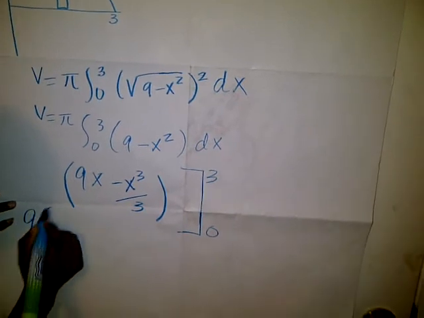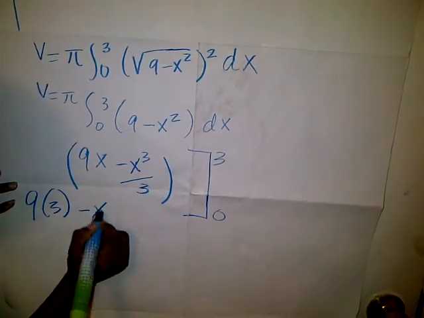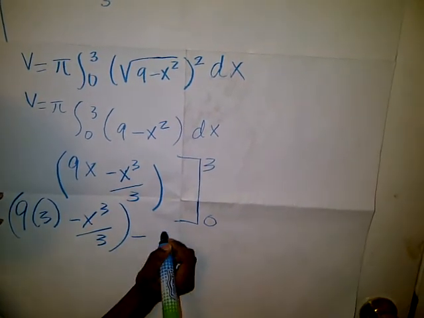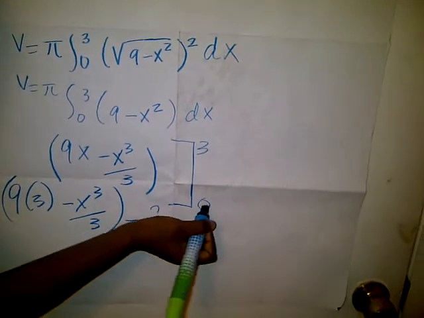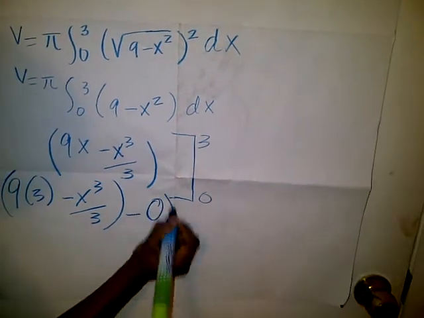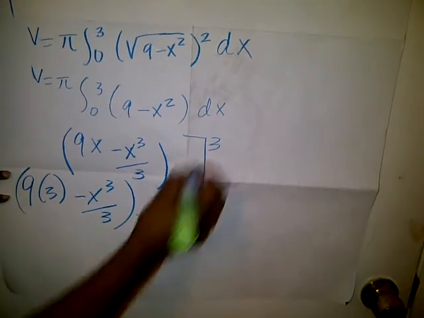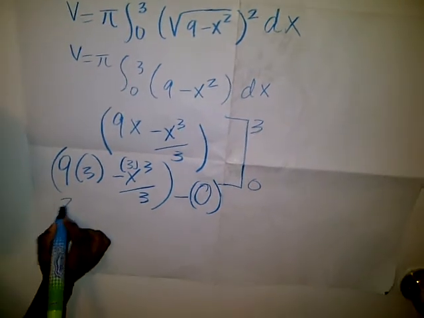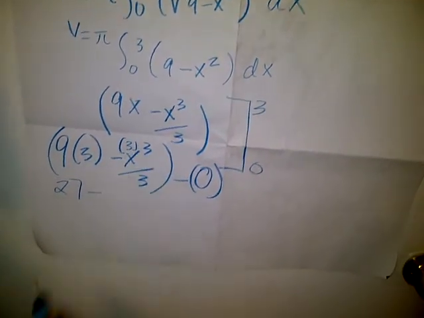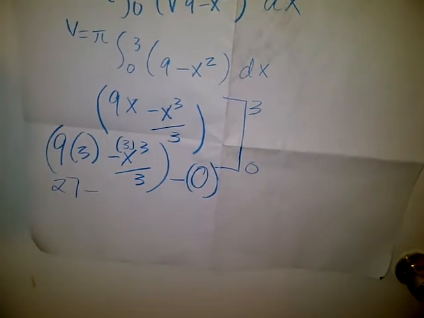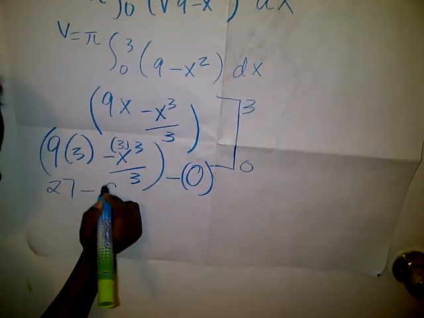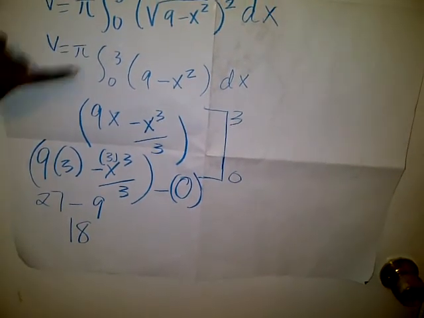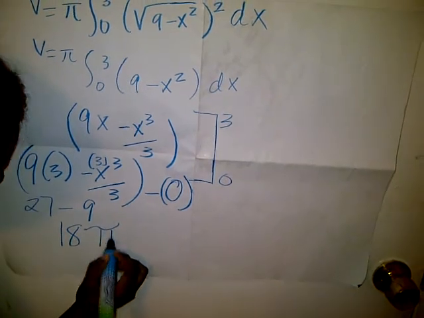So it is going to be 9 times 3 minus x cubed over 3, all minus, well, you know what would happen when you plug in 0, you'll get 0 out. So when you plug it all in, this should be 3 right here. You get 27 minus 3 cubed over 3, which will give you 9, and 27 minus 9 is 18. And don't forget this pi here, so it'll be 18 pi.